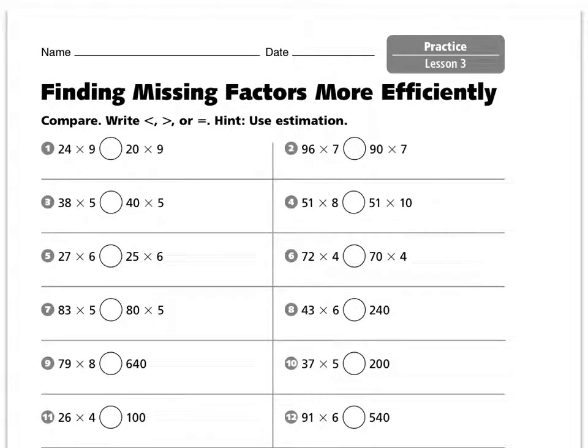Let's look at Chapter 13, Lesson 3, Practice, Finding Missing Factors More Efficiently. Compare. Write less than, greater than, or equal to. Hint: use estimation. For number 1, I have 24 times 9 and 20 times 9. You can see that 9 is going to be the same, so I'm really comparing 20 and 24, and I know that 24 times 9 would be greater.